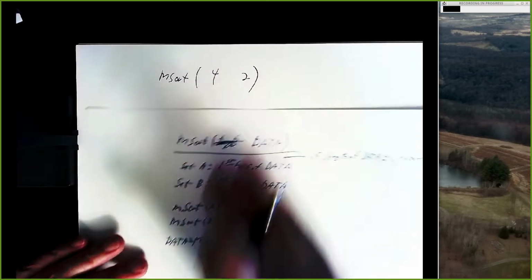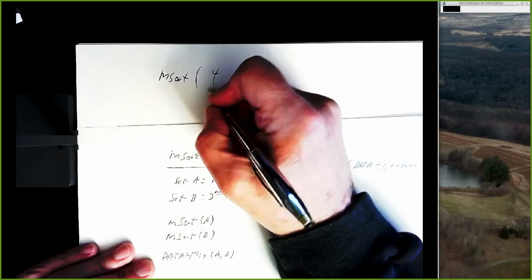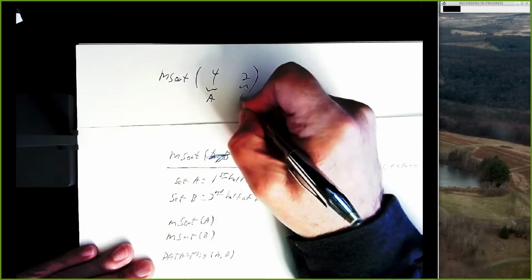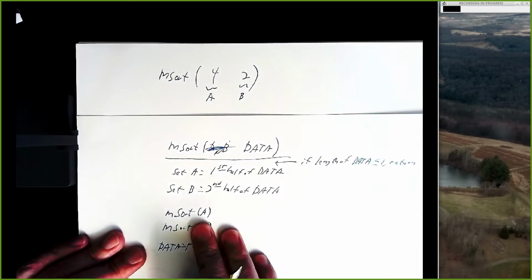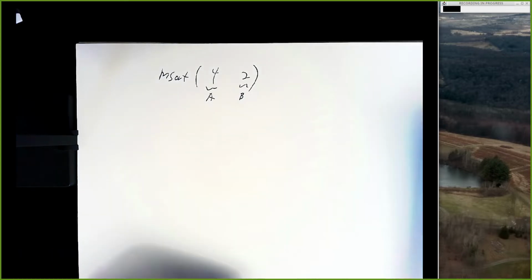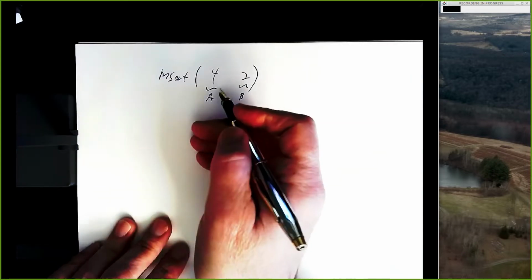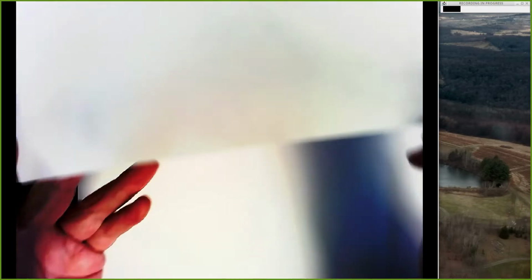And what does msort say? Well, it says split your data into two pieces. Call the first piece A, the second piece B. And then call msort on A. So we got one more recursive call. We're going to call msort on 4.